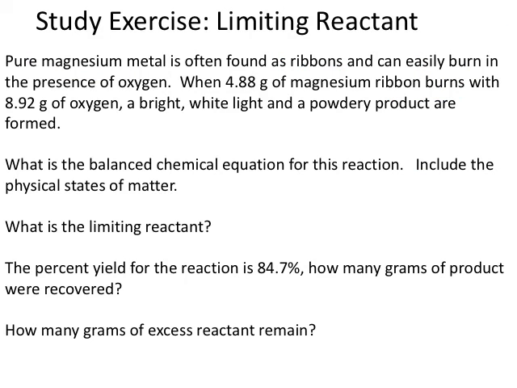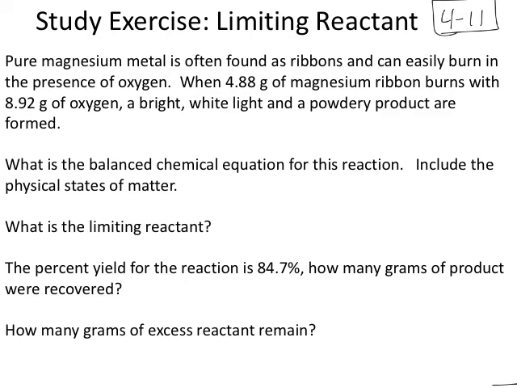Okay, we have another limiting reagent problem. So this is problem 4-11. And I do believe 4-11 is one of your problems that's required. So pure magnesium metal is found as ribbons and can easily burn in the presence of oxygen. When 4.88 grams of magnesium ribbon burns with 8.92 grams of oxygen, a bright white light and powdery product are formed. Okay, so the first thing they're asking is, what is the balanced equation for the reaction. Include the physical states of matter.